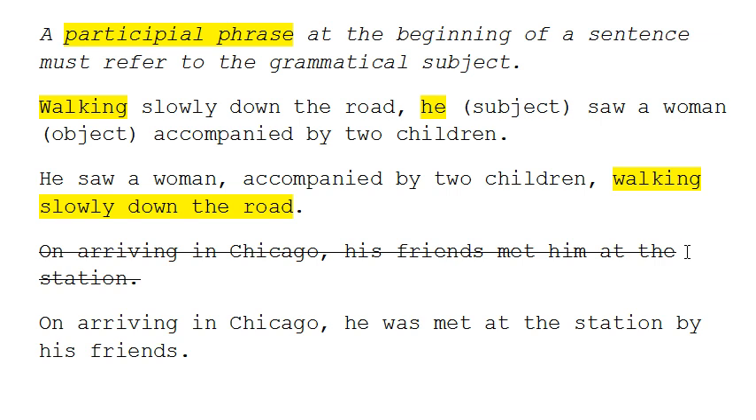Another example on why we need to make sure that the participial phrase is placed directly next to the grammatical subject is with the incorrect use of the participial phrase in this sentence. On arriving in Chicago, his friends met him at the station. Now, his friends were not the people who were arriving in Chicago. The person, he, is the person arriving in Chicago. Therefore, we really need to make the participial phrase at the beginning of the sentence refer to the grammatical subject of the sentence, which is he.